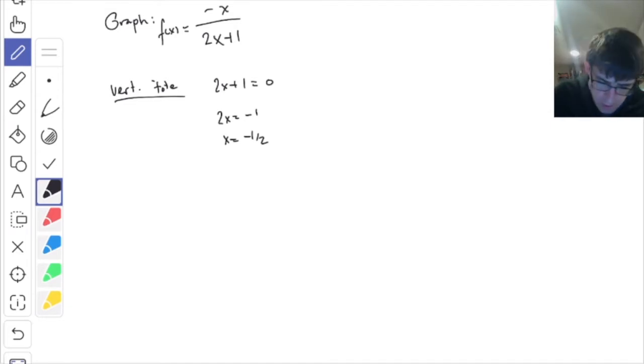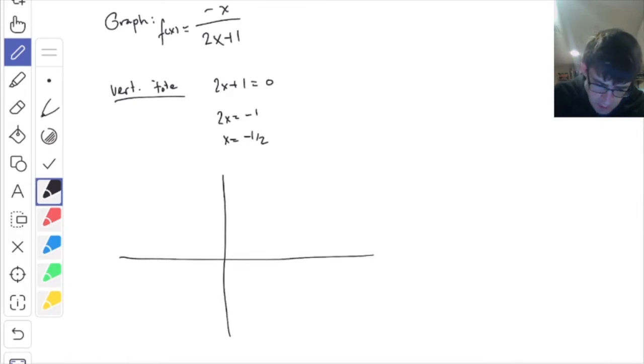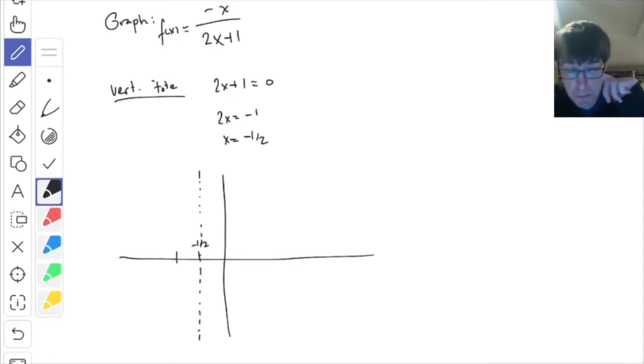I'm going to start drawing the picture right away. Might as well. Let's say this is minus a half right here, and there is my vertical asymptote. All right. How am I doing so far? Excellent, I assume. What about the horizontal asymptote?